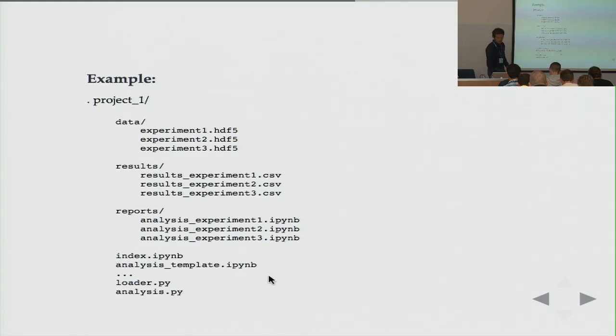Then you have an analysis template that is this notebook without output. And through the index notebook or master notebook, you run the analysis in batch, changing the parameter that is the name of the file. And you obtain as an output the executed notebook in this folder. And you obtain also the CSV files in the results folder.